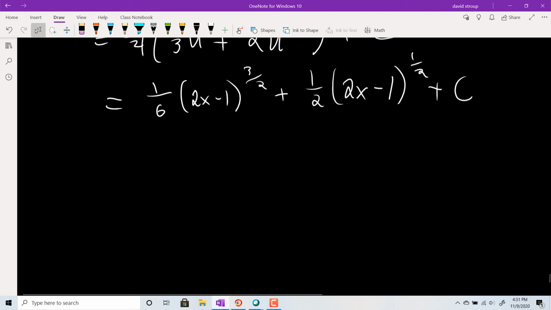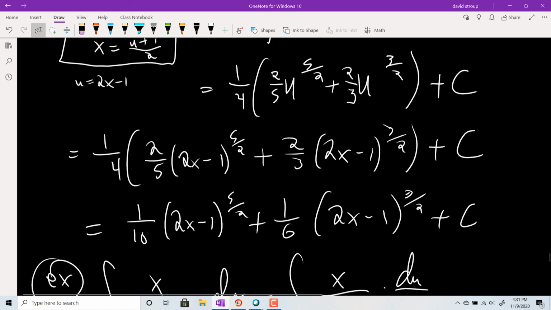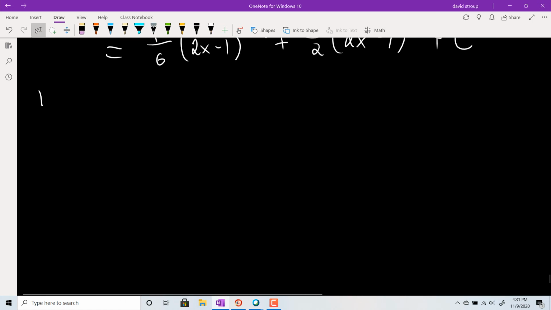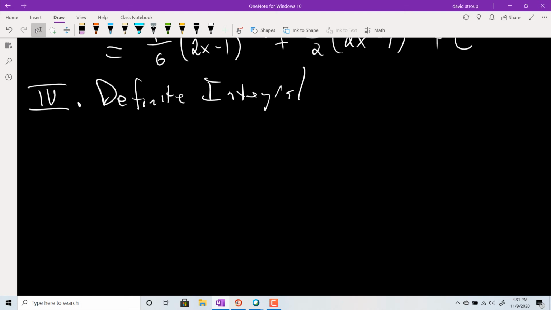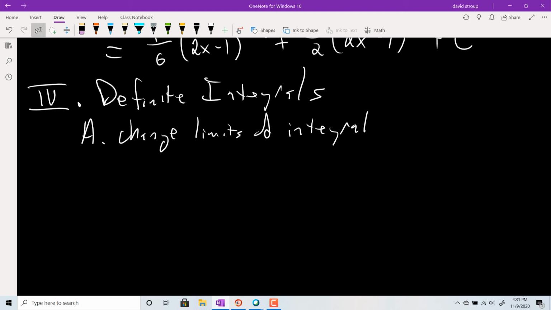Okay, let's move on to doing changes of variables. So definite integrals, basically. So what section was that? 3. So section 4 then. Definite integrals. And there are 2 methods for doing these. Basically, first, you can change the limits of integration. Okay, so let's look at maybe 1 or 2 of those.